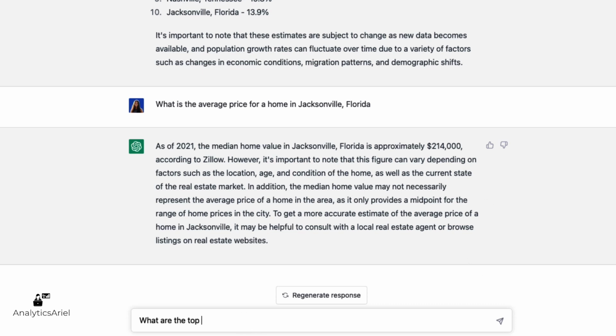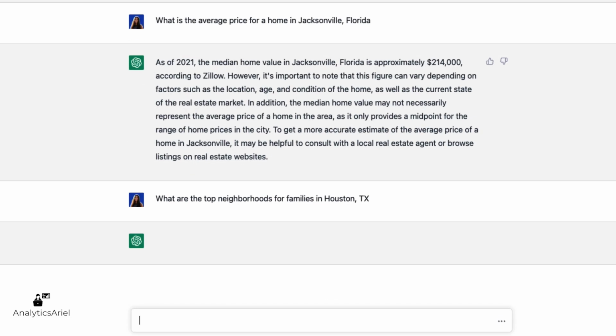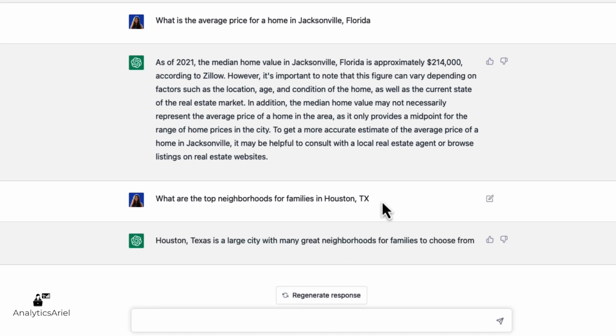What are the top neighborhoods, let's say for families? We could do young professionals, families, elderly, but I'm going to put families here because I'm looking for a tenant that's going to stay for a relatively longer period of time, and usually people that are focused on a school system do so. So I actually put Houston, Texas, but I'm going to change that to Jacksonville.